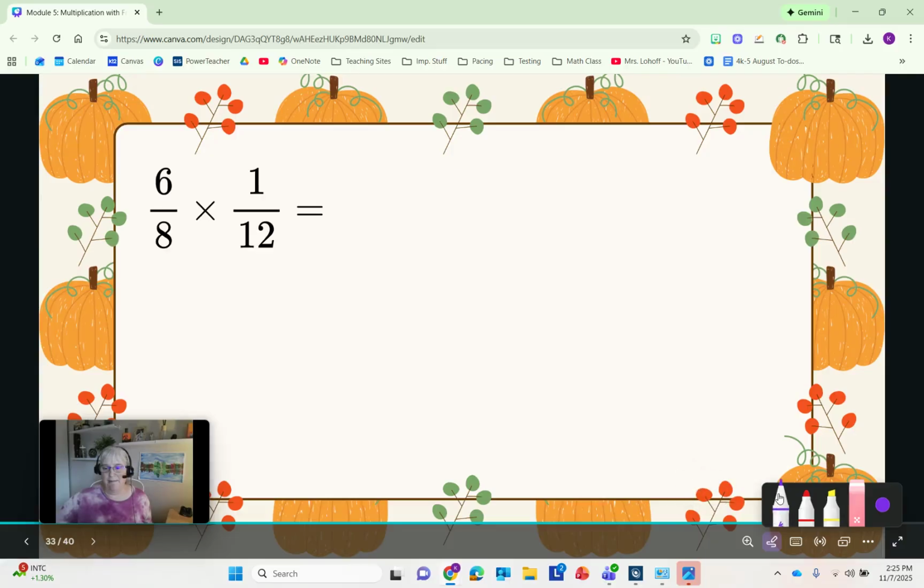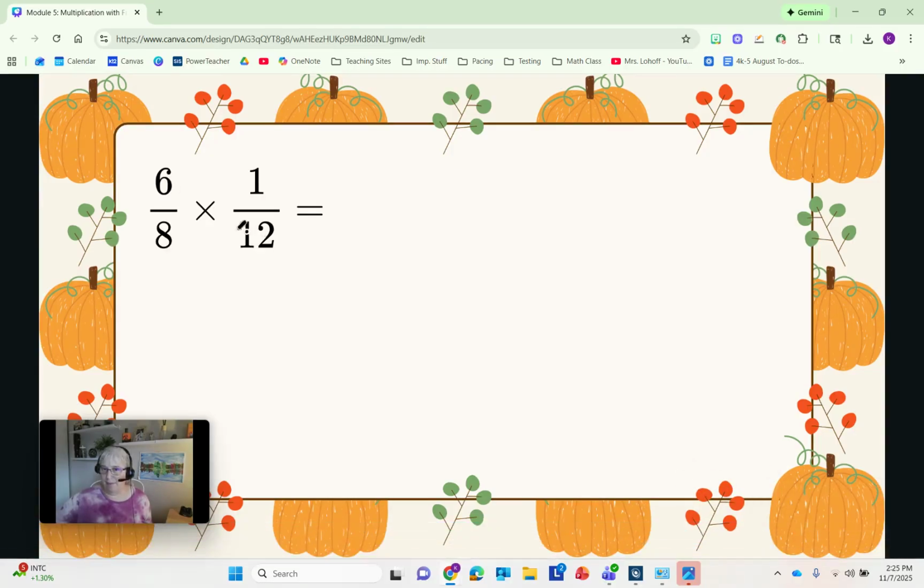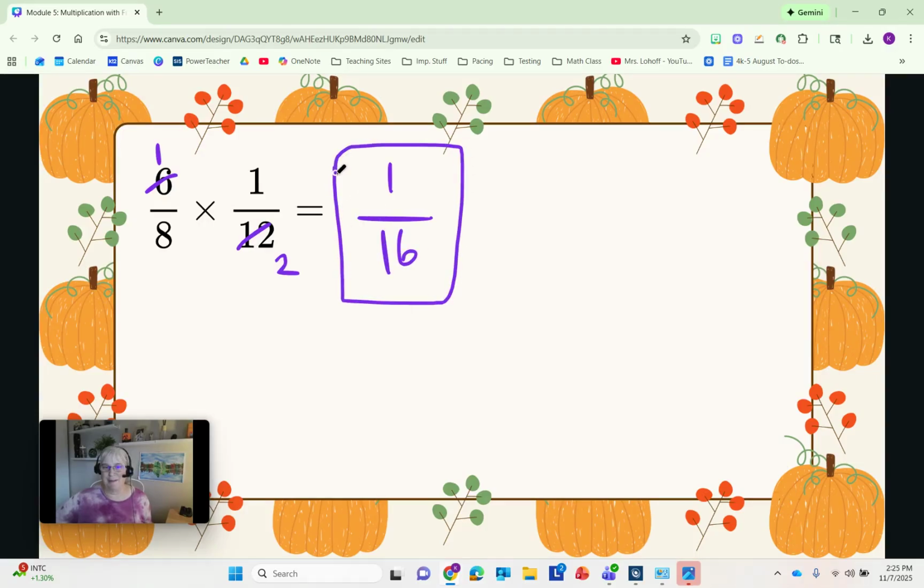But the other way, 6 and 12. Oh, I can divide both by 6. 6 divided by 6 is 1. 12 divided by 6 is 2. 1 times 1 is 1. 8 times 2 is 16. Same answer, and I didn't have to get scratch paper to do it.